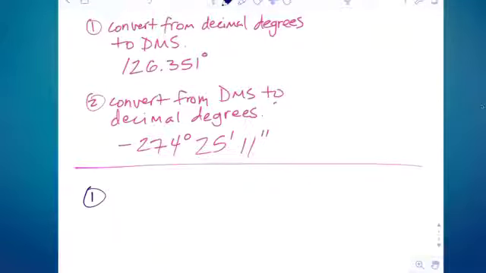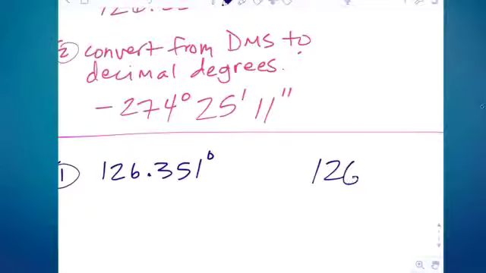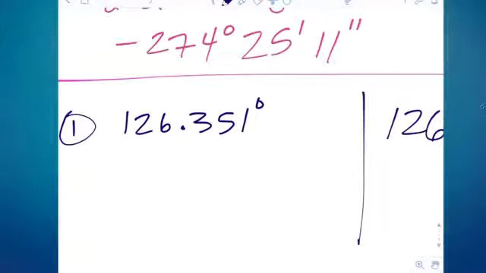Number one, we're starting with 126.351 degrees, and we want to convert it to degrees, minutes, seconds. So we already know that our final answer is going to be 126 full degrees, if you want to get your final answer going over there. What we need to concern ourselves with is how to convert the fraction of a full degree.